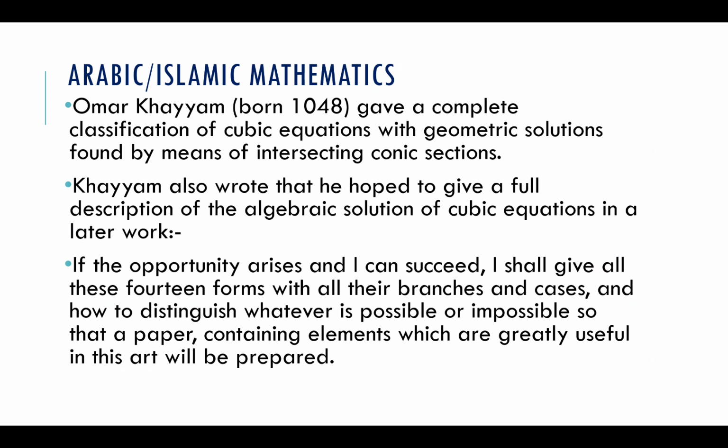He said, if the opportunity arises and I can succeed, I shall give all these 14 forms with all their branches and cases and how to distinguish whatever is possible or impossible, so that a paper containing elements which are greatly useful in this art will be prepared. That was technically what he said, translated. So he was already planning that. I don't know that this was ever published or put into a paper, or it could have been put in a paper and we just haven't found it, right?